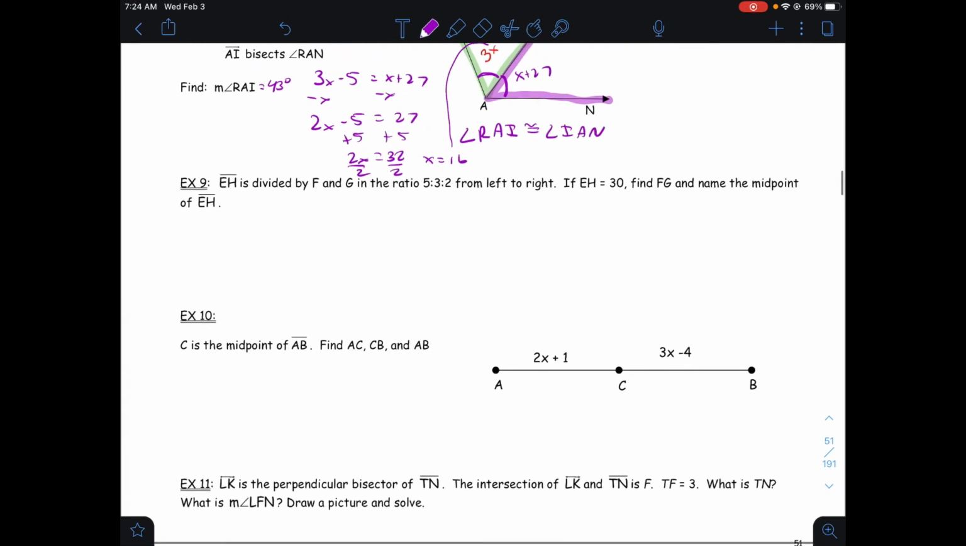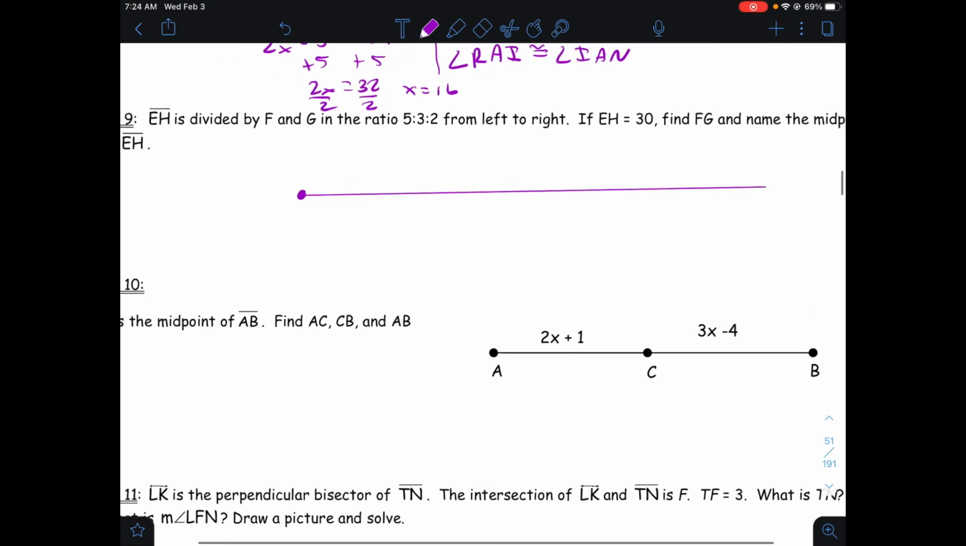All right. Next, for example 9, it says EH is divided by GF in the ratio 5:3:2 from left to right. If EH is 30, find FG and name the midpoint of EH. Oh boy, lots going on here. Holy smokes, but that's okay. So basically they tell us we got a line that's called EH. So let's go ahead and draw that.